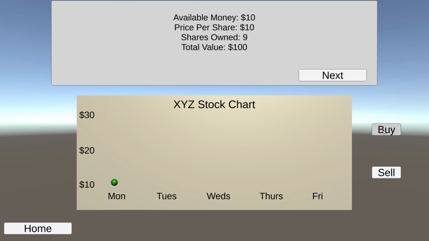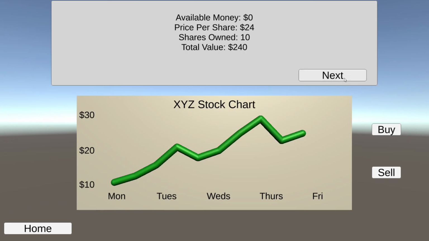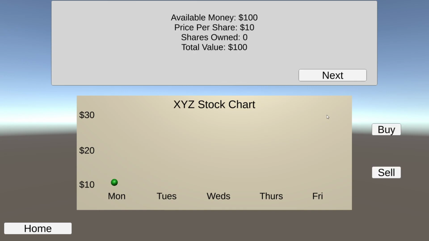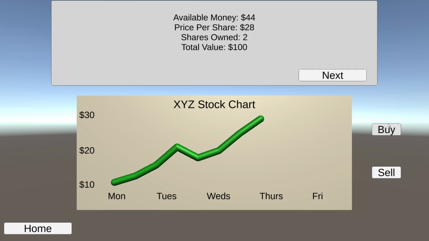So if we just buy a bunch of shares right at the beginning and move to the end, fantastic. We have passed this level. It shows how much money you've made at the end, and again gives you the option to go back, just in case you, as a user, want to experiment with, if I buy up here and then maybe sell when the price drops like that, what happens to the amount of money I have?